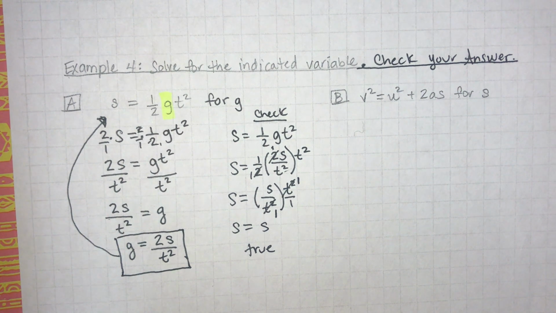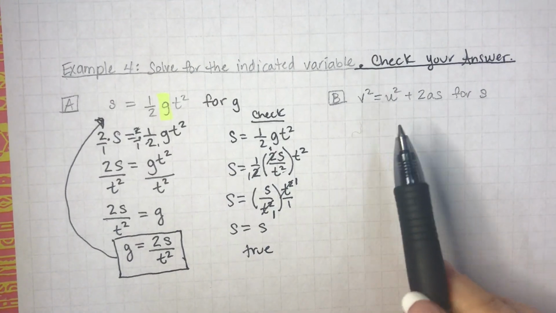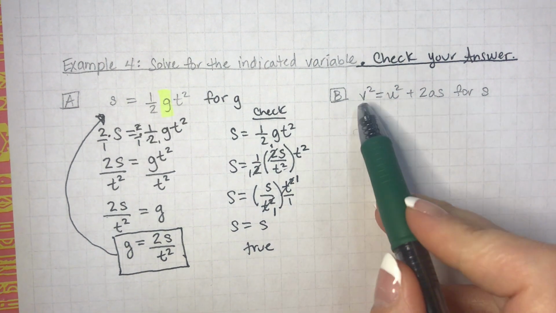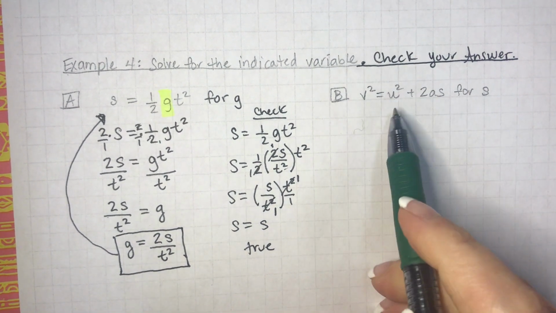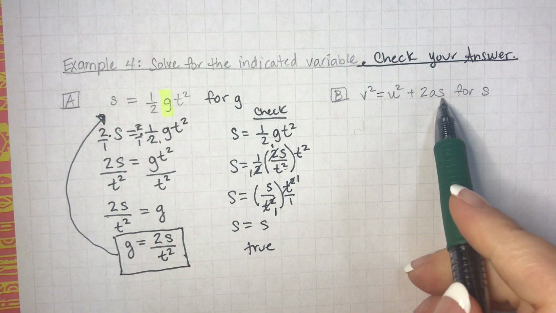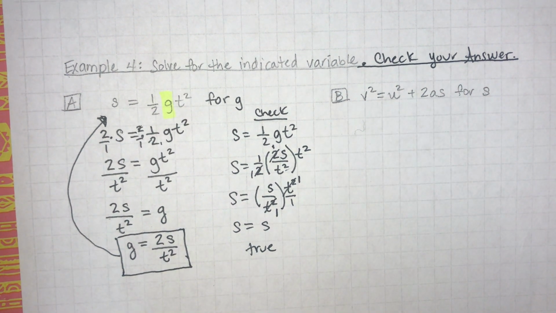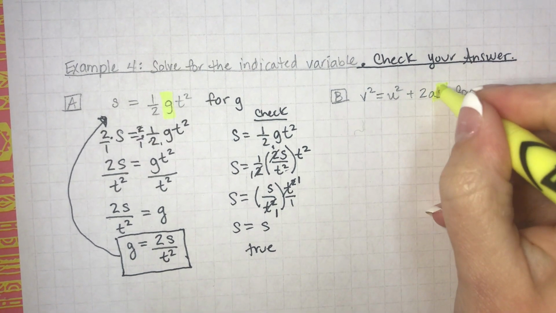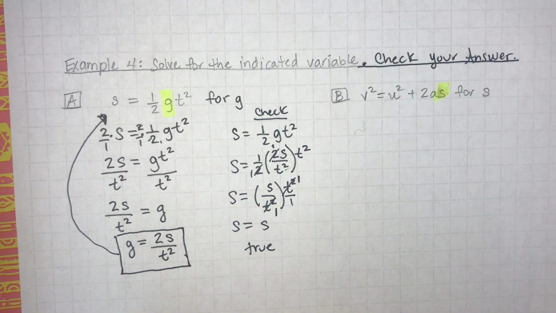Great job. Okay, let's go over to B. I'm going to switch up my color. Okay, B is v squared equals u squared plus 2as, solved for s. So we're solving it for s. We're getting s by itself. Okay, we can do that.